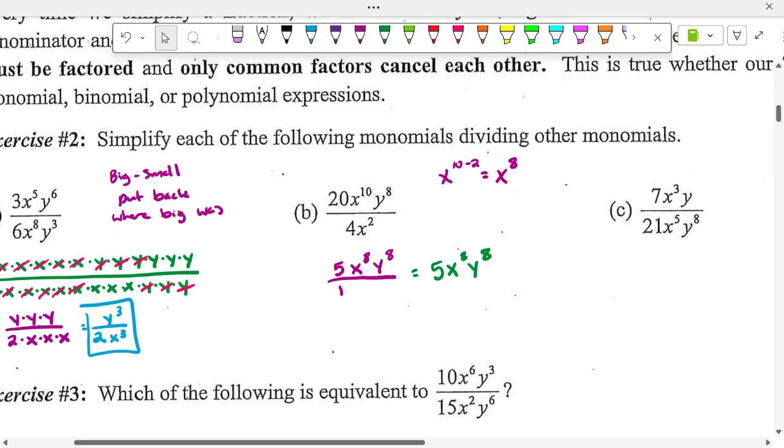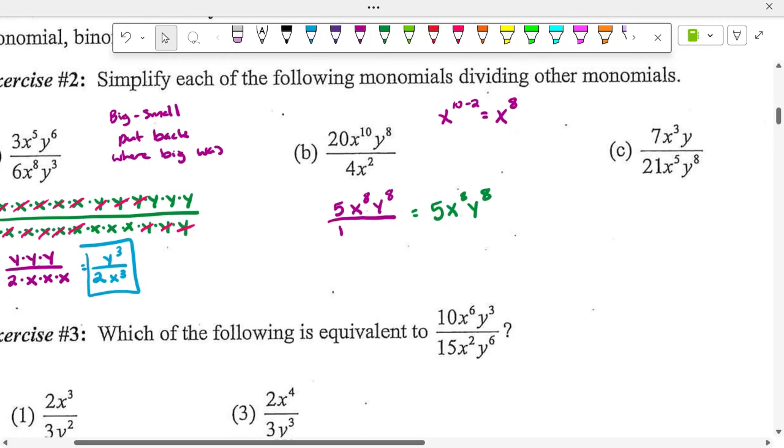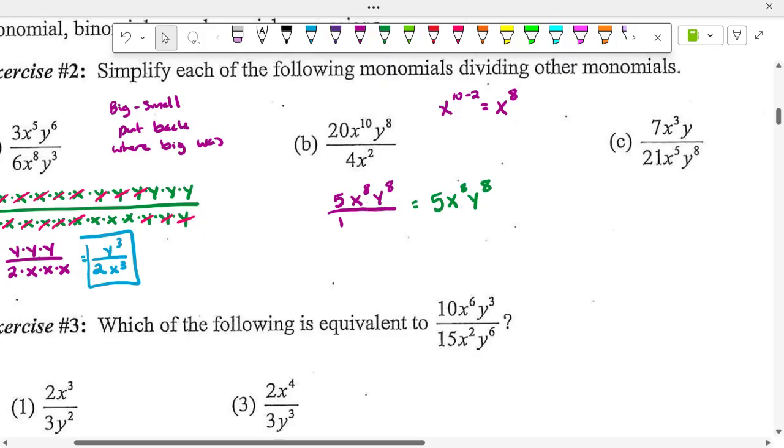All right. Try letter C on your own. So pick whether you want to do the expanded version or the exponent rule. All right, whichever one you prefer, that's the one you can do. So try letter C on your own.